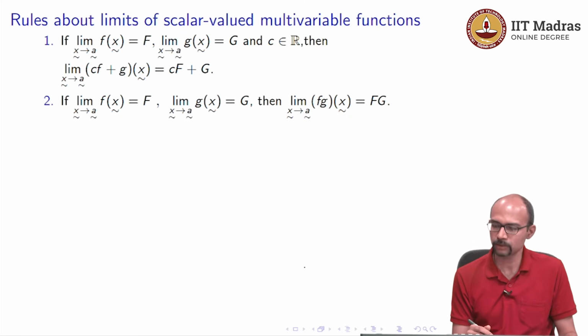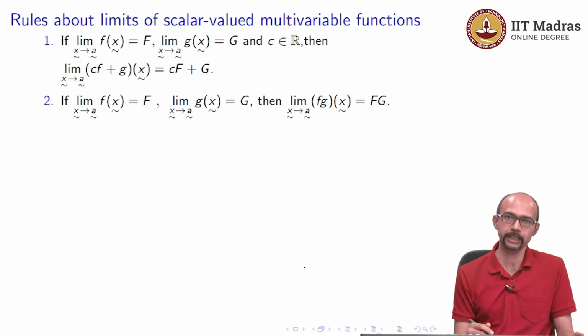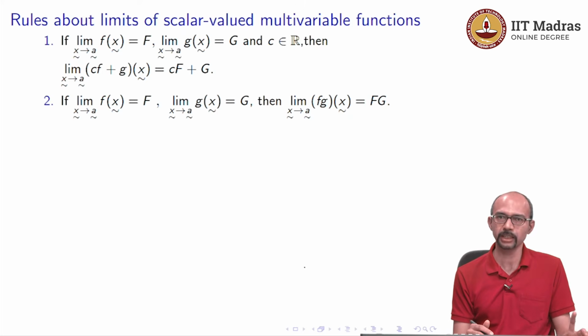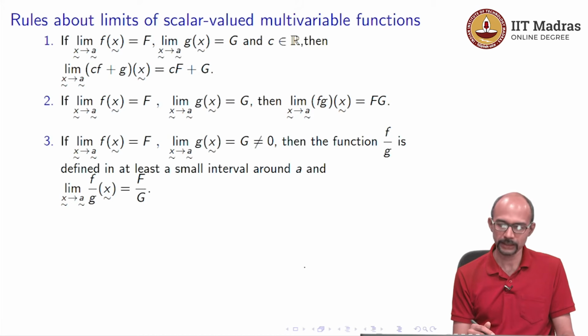So, the next one is for products. If you take the multiplication of two scalar valued functions, and this makes sense because these are scalar valued multivariable functions, then if you take the limit and both of these limits exist as x tilde tends to a tilde, then the limit is just the product. So, it is F times G. Similarly, if you take the quotient f by g, here of course, you need the caveat that as x tilde comes close to a tilde, the limit is non-zero. So, this capital G is non-zero. So, once that happens, the quotient also has limit and it is exactly capital F by G.